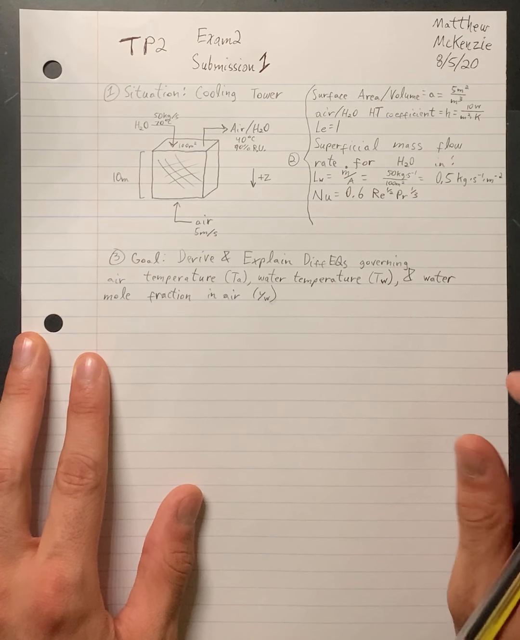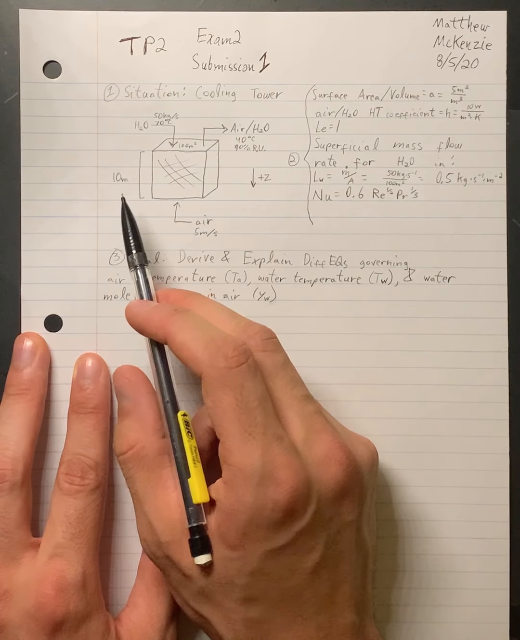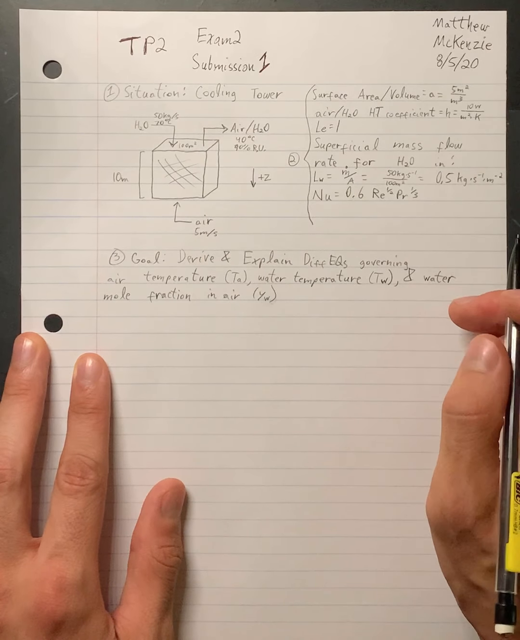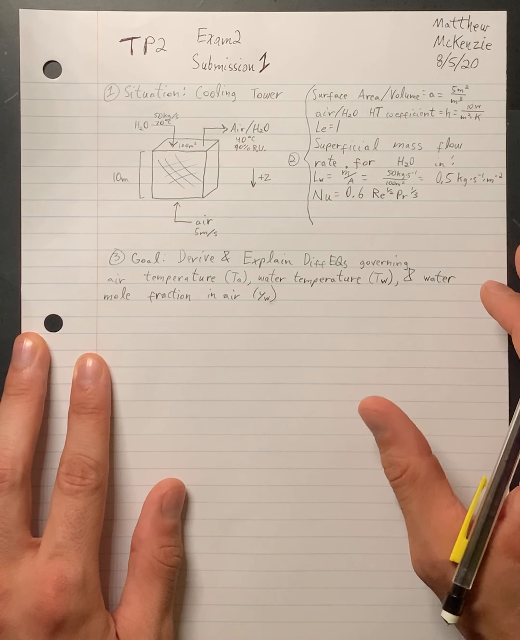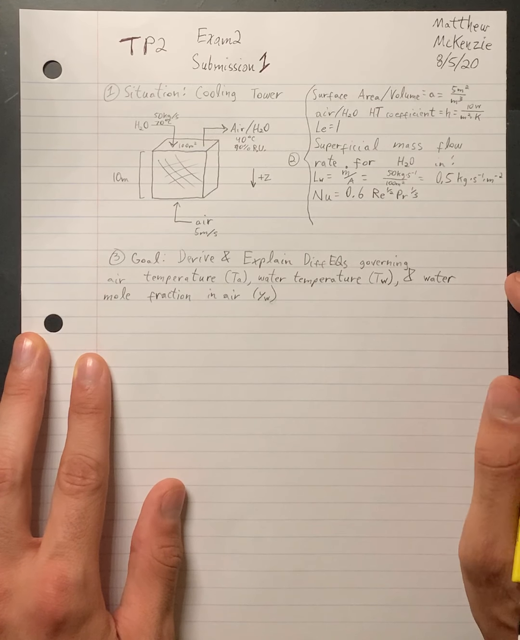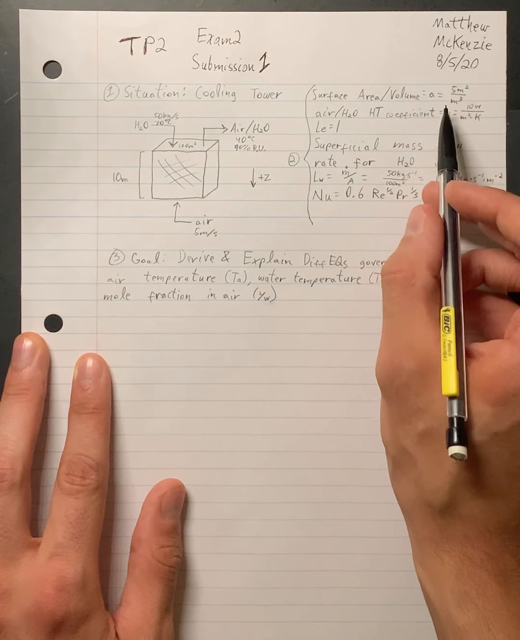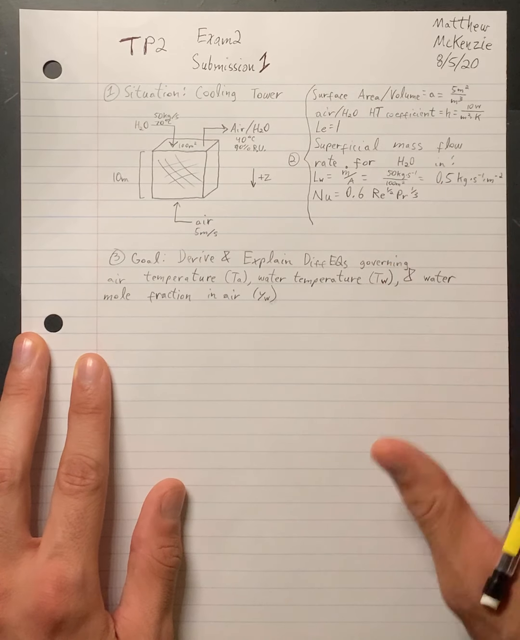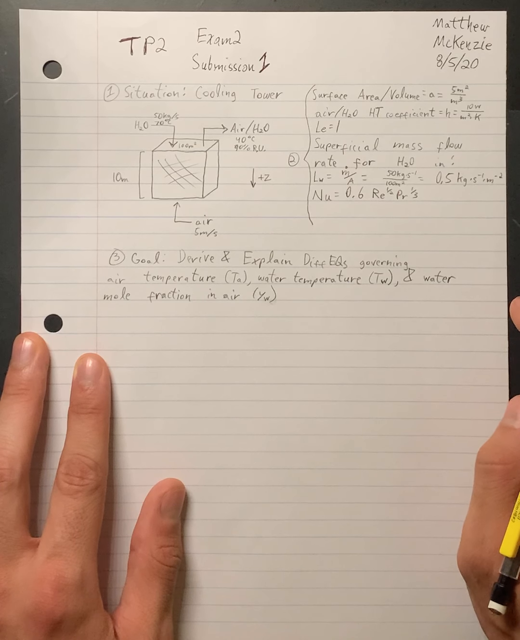So the situation: a 10-meter tall cooling tower with 100 meters squared cross-section area has diagonal slats which flowing water comes into contact with counterflowing air. The diagonal slats provide 5 centimeters squared water-air contact area per cubic meter with negligible drop in air pressure.